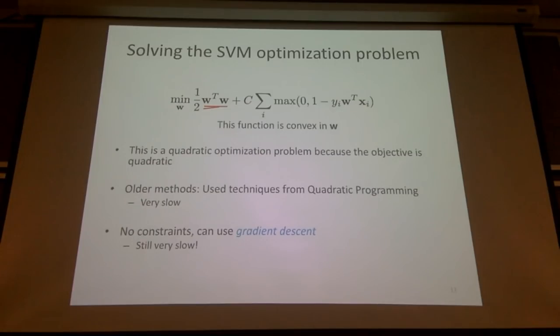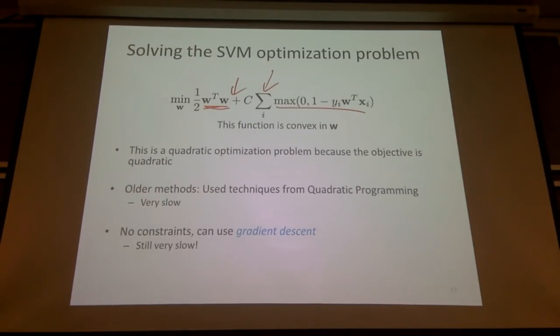I will leave it as an exercise to you to convince yourself that the function is convex in W. One important thing that you can keep in mind is that adding two convex functions gives you a convex function. And we are adding many things here because we have a sum here and a sum here. All you need to show is this term is convex and this term is convex. So, I will leave it to you as an exercise to prove that this is convex. For now, take it as a given that this function is convex in W. It's a quadratic optimization problem.